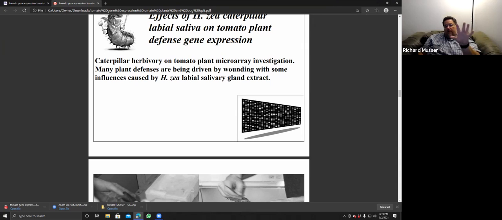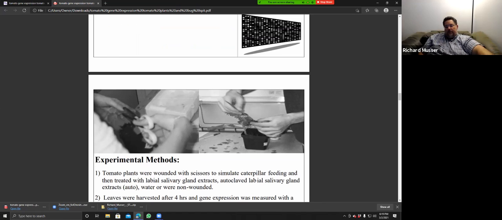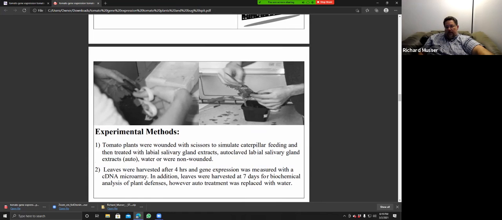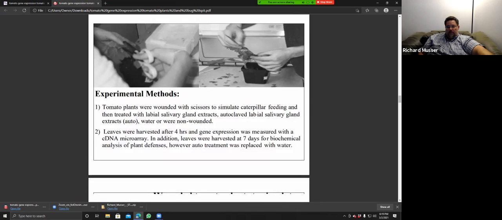and we can do a microarray on the tomato stress responses in relationship to salivary glands. We also can cut leaves and paint on the leaves with salivary gland extract or water or glucose oxidase and see what kind of gene expression takes place. And that's what this picture is showing you here.